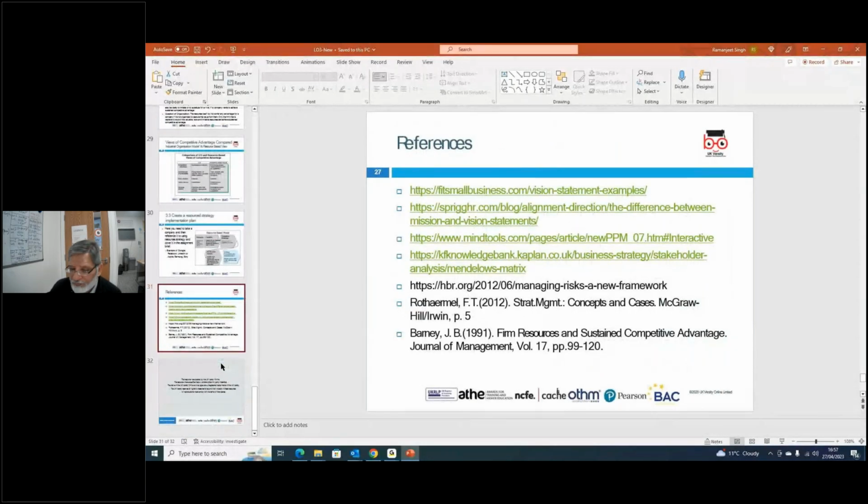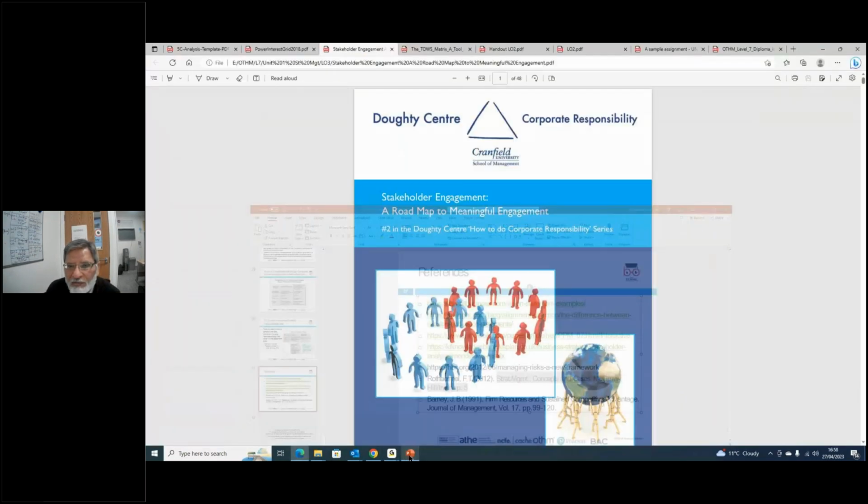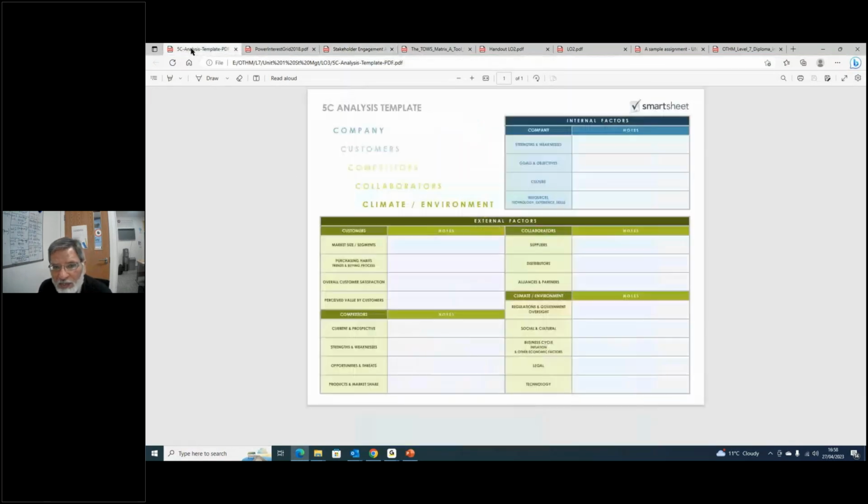If you need to read more, you can look at the resources and the references, and please read them. One of the resources is about firms' resources and situation of competitive advantage. One is also Strategic Management: Concepts and Cases. Then you have this type of analysis, the 5C analysis template. You can use that. This is all available on Moodle. You can use this when you prepare your case.